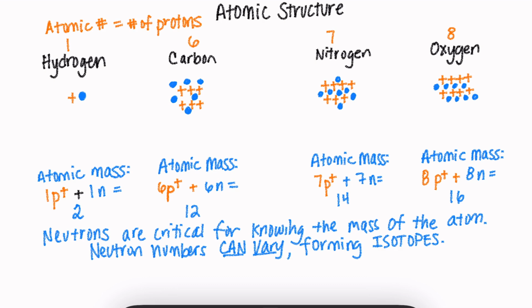Last, let's draw the electron shells. Hydrogen, in order to be neutral, only will have 1 electron, right, to match its 1 proton. So it only needs 1 electron shell.